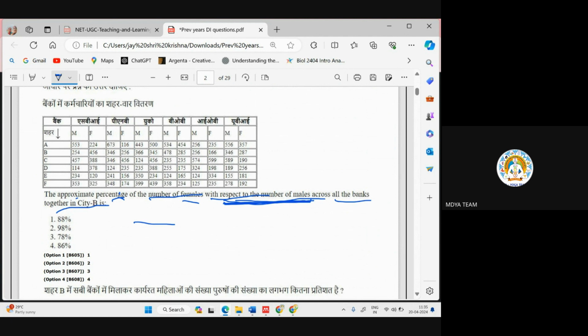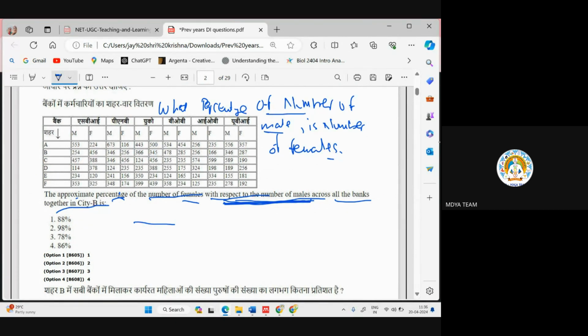I will simplify this question. They are asking what percentage of number of male is number of female. Means in comparison of number of male, what is the percentage of number of female? Understood? Yes, sir. Okay. Any doubt?